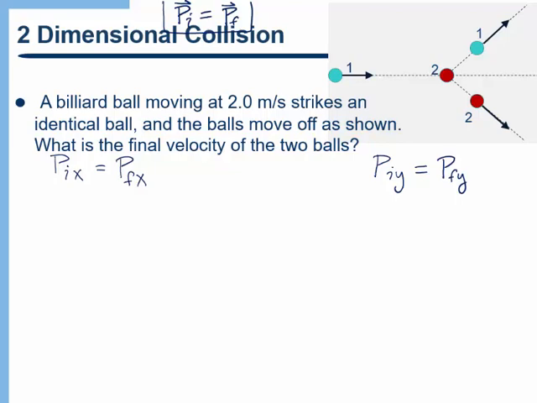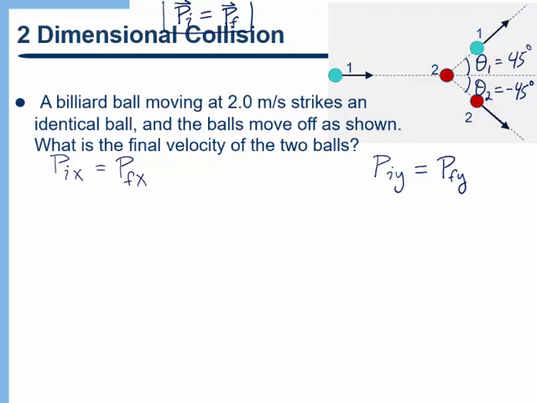A billiard ball moving at 2 meters per second strikes an identical ball and the balls move off as shown. What's the final velocity of the two balls? There's one other piece of information that I'm going to give you in this problem, and that is that both theta 1 and theta 2 are 45 degrees. So theta 1 is 45, theta 2 we'll write as negative 45 degrees. So those angles are both the same. What we want to do then is simply write down the momentum before and after.